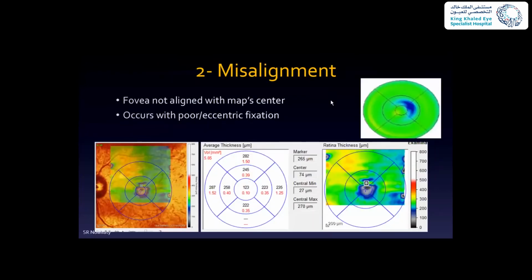Right. Now, misalignment is when the fovea is not aligned with the map's center. Okay, so for instance, when you have a person that doesn't fixate very well, then basically you get the fovea off center, and you have an area of thinning off center instead of on center. So how do you correct that? Here, for instance, the map was taken up here, and instead of the fovea being at the center of the map being down here, it was taken up here. So you have missing data.